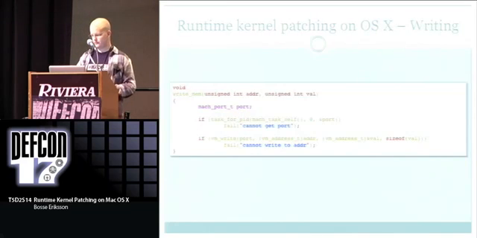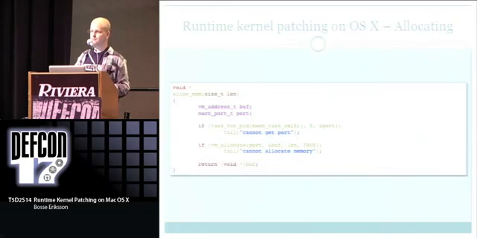Here's the same function, but for writing kernel memory. Same thing, task_for_pid, vm_write, you're good to go. Also for allocating, it's just a one-line change.